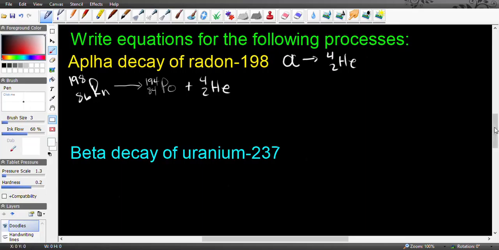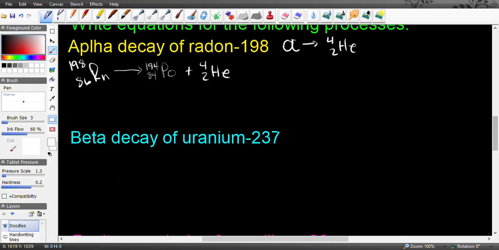We can do this with anything that undergoes alpha decay. It's going to produce this right here, and it's going to produce a new element that is 2 protons less than what it was before, and 4 atomic mass units less than it was before. And then just to double check, 194 plus 4 is 198, 84 plus 2 is 86.